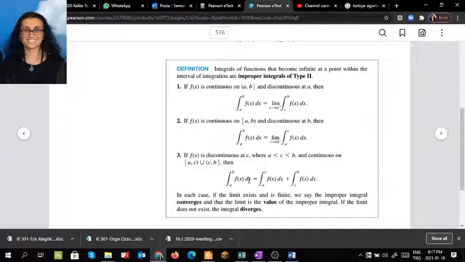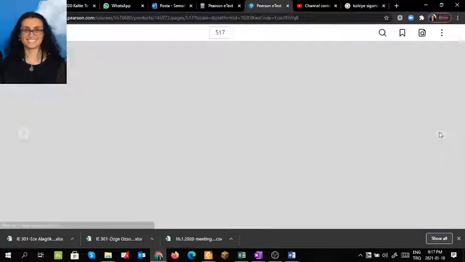The third situation is that f could be discontinuous somewhere in between a and b. Let's say it is discontinuous at c. Then we are going to have this piece which is suitable to part 1, and the second piece which is suitable to part 2, and we are going to find their values by using 1 and 2 up here. If both of these limits are finite, then this integral converges. If at least one of them is not finite, then this integral is divergent. This is the improper integral of type 2.